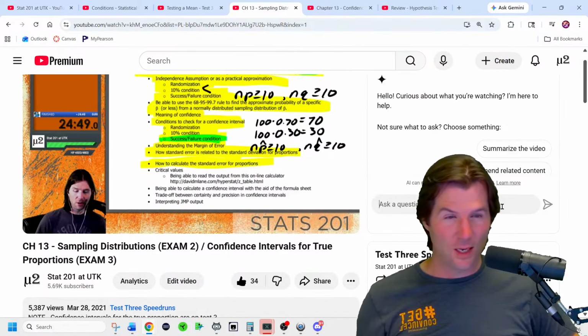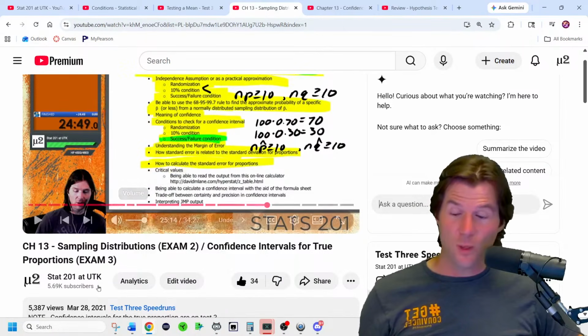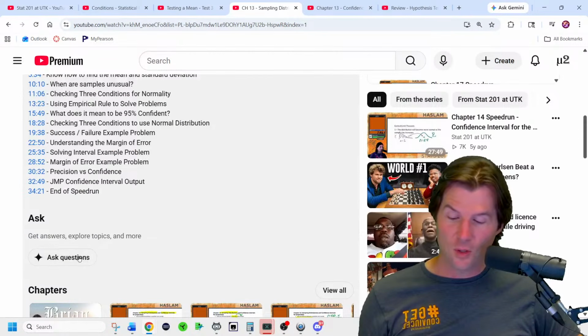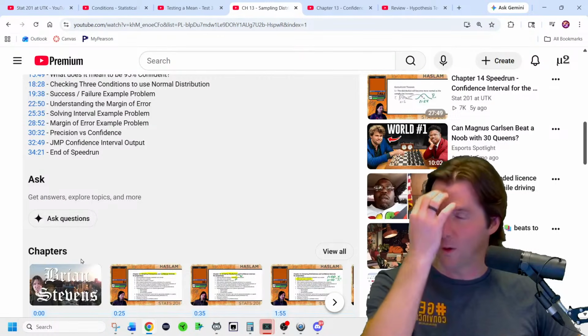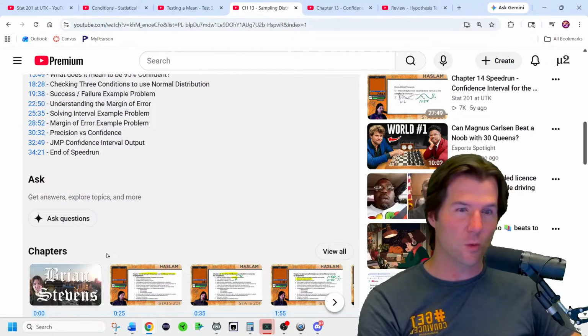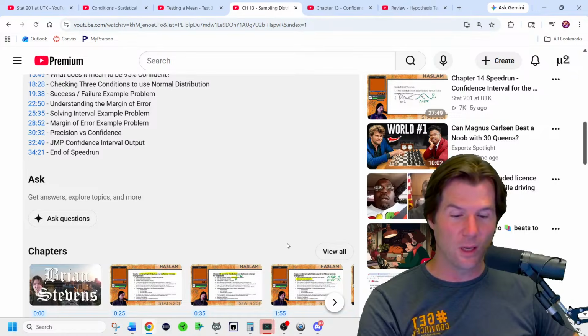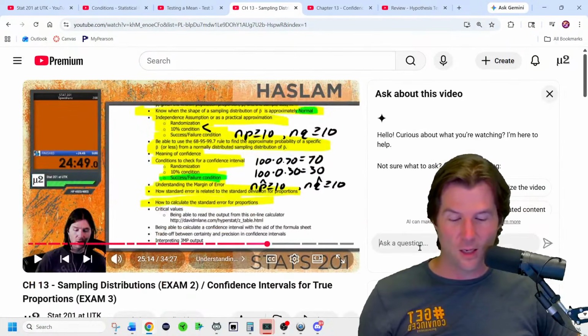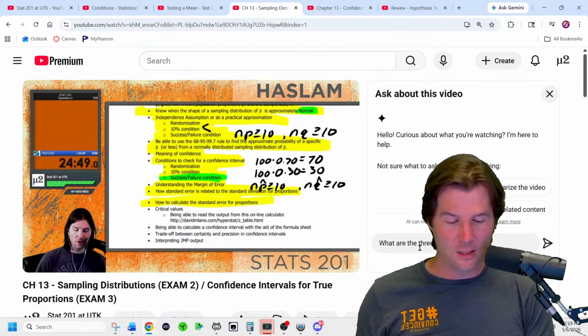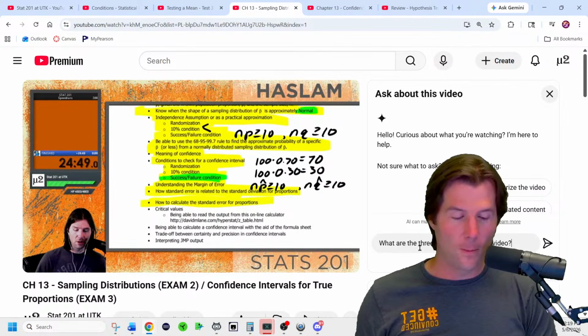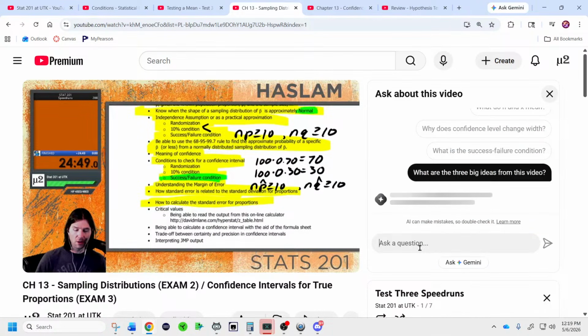Let's go here and say, how do I get Gemini? So it should just be there. If you scroll down and you just go to ask questions, you just go to the video and you go to the view more. It's supposed to be native to it. Maybe it's a Chrome thing, but it should be there. And then you can just say like, what are the 3 big ideas from this video? So I wonder if it's going to give us the 3 big ideas from this video.